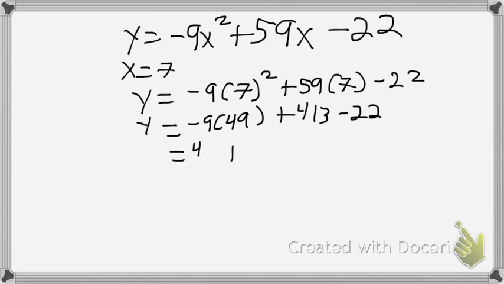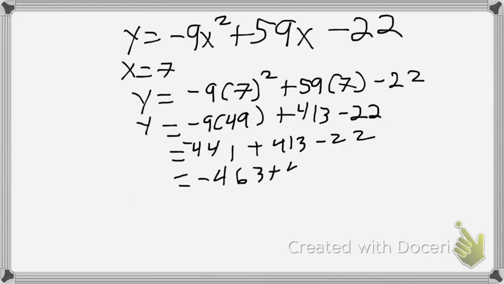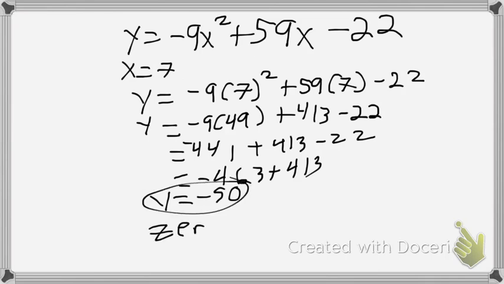Now notice what happens here is I get -441 plus 413 minus 22. So y equals -50. According to this, on day 7 we're going to sell -50 tickets. Well, you can't sell -50 tickets, so you just say 0. Okay? 0 tickets on day 7.